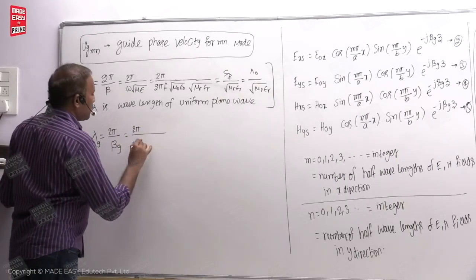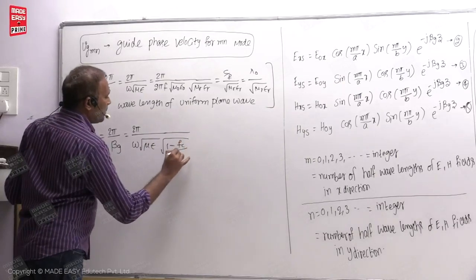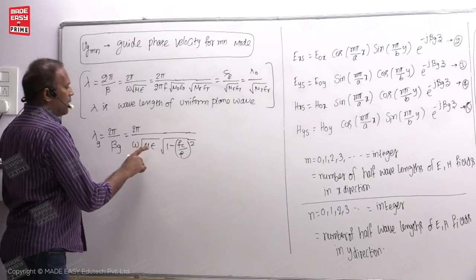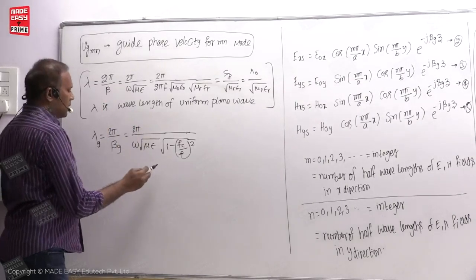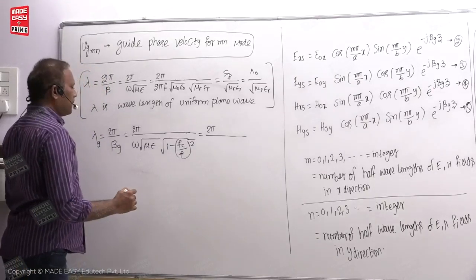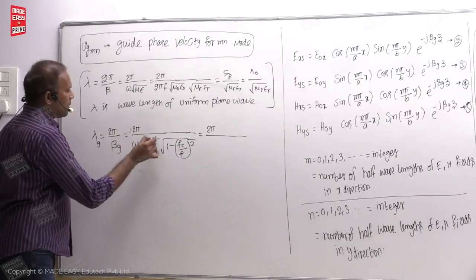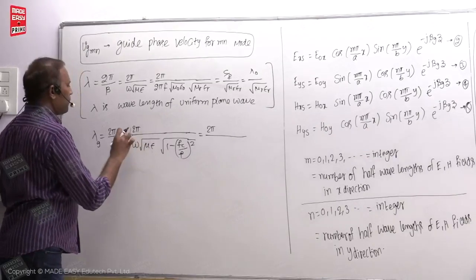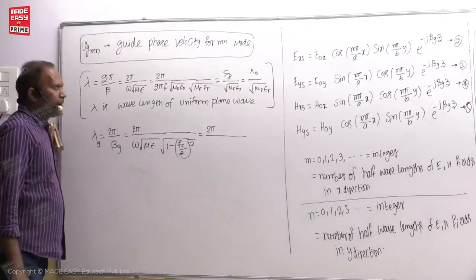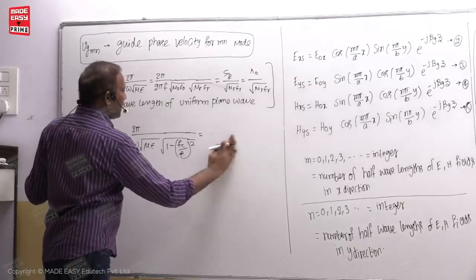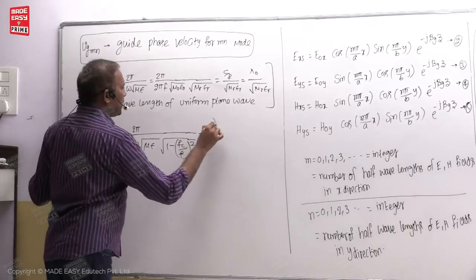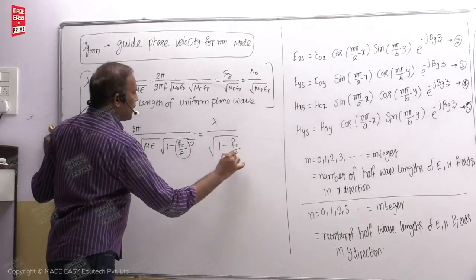Lambda g is 2 pi by beta g, where beta g is omega root mu epsilon times root of 1 minus fc by f whole square. Omega is 2 pi f, the 2 pi goes, and 2 pi divided by omega root mu epsilon is written as lambda. That lambda is nothing but lambda naught by root mu r epsilon r. So lambda divided by root of 1 minus fc by f whole square.